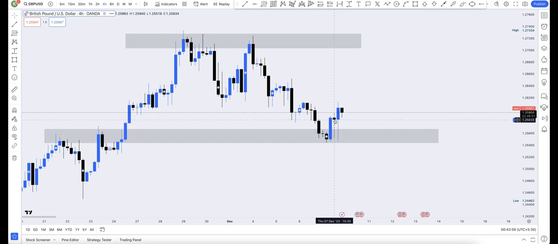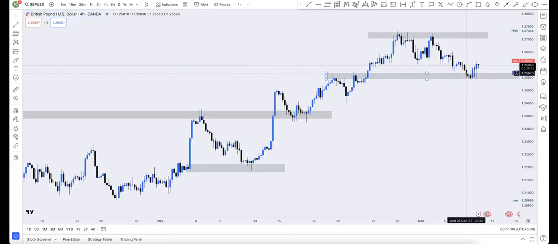Aside that, look at this pin bar, look at also this bullish pin bar, which is already telling us that the bulls are still taking over the market. So these are some of the entry triggers that you should look out for before entering a trade.